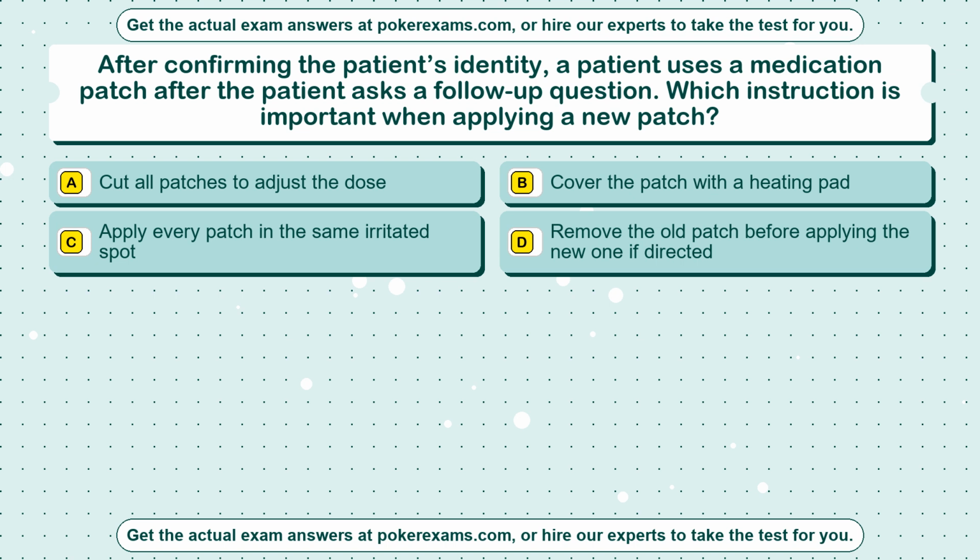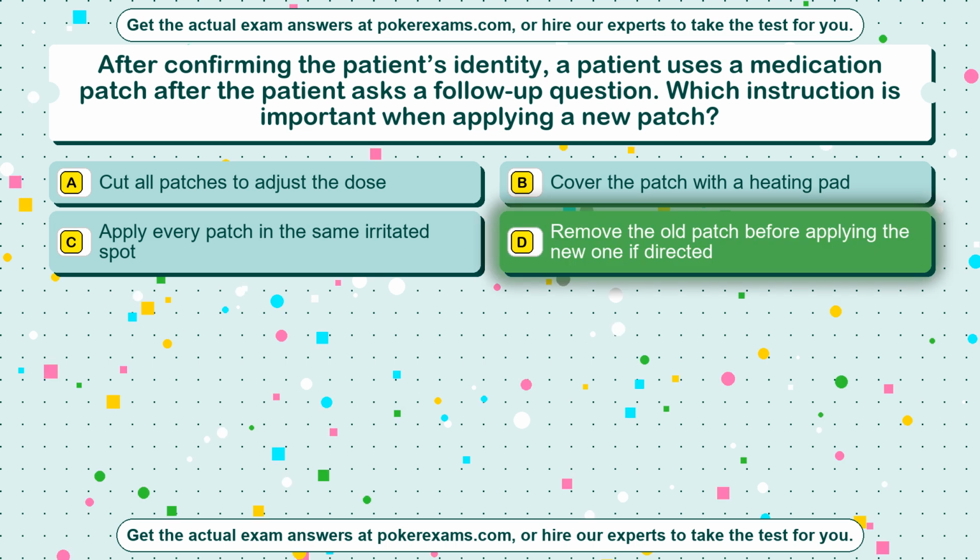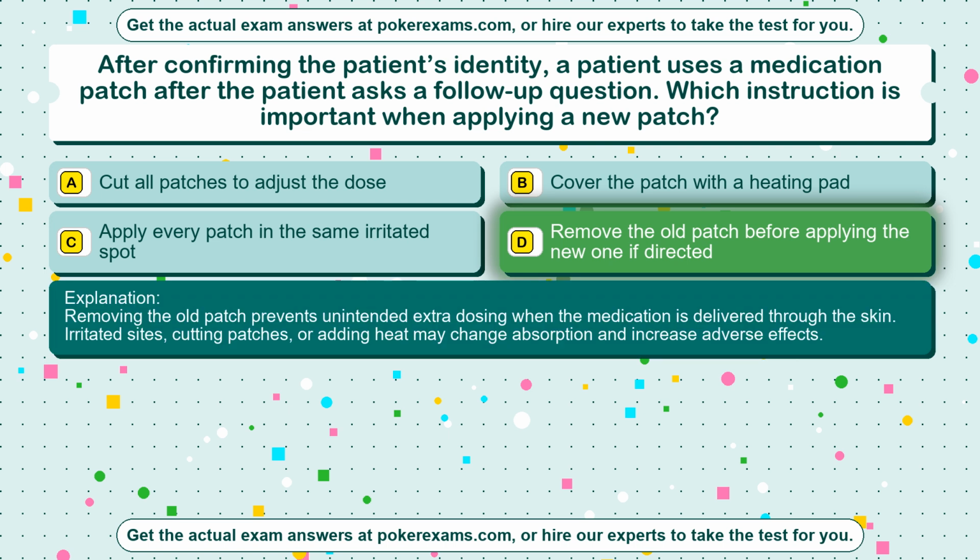Option C, apply every patch in the same irritated spot. Option D, remove the old patch before applying the new one if directed. The correct answer is option D, remove the old patch before applying the new one if directed. Removing the old patch prevents unintended extra dosing when the medication is delivered through the skin. Irritated sites, cutting patches, or adding heat may change absorption and increase adverse effects.